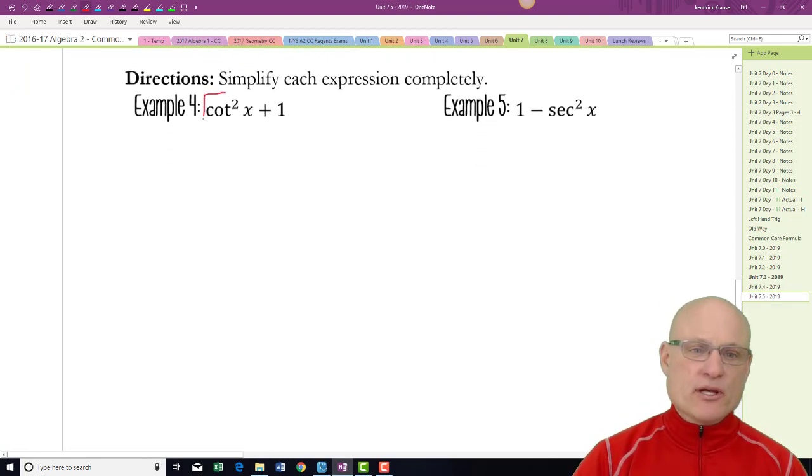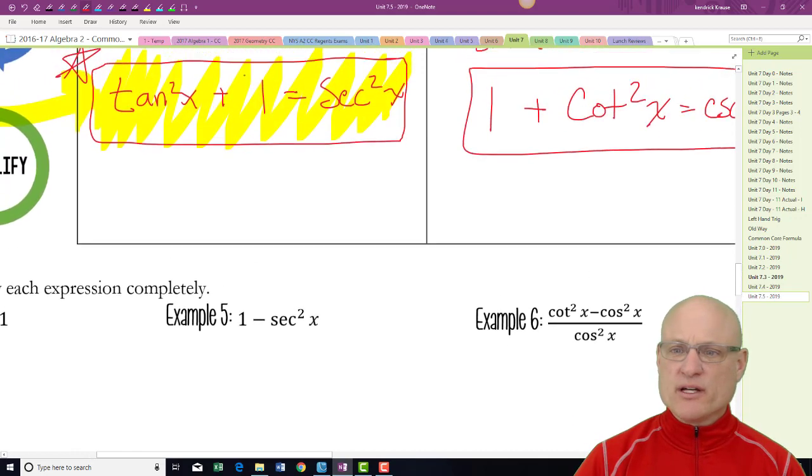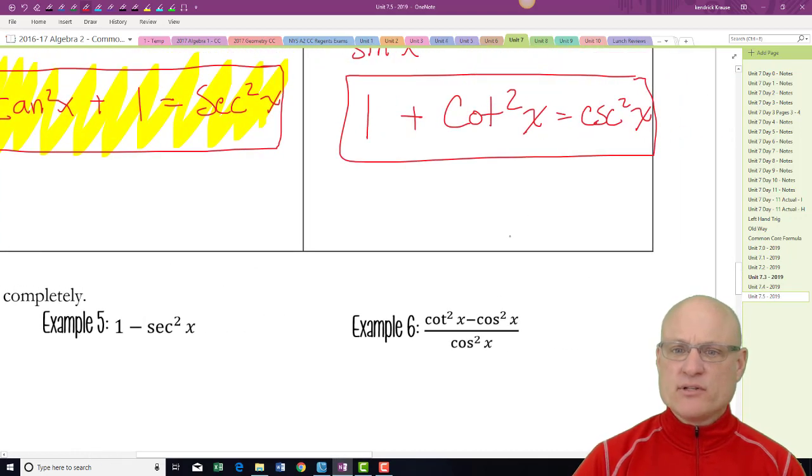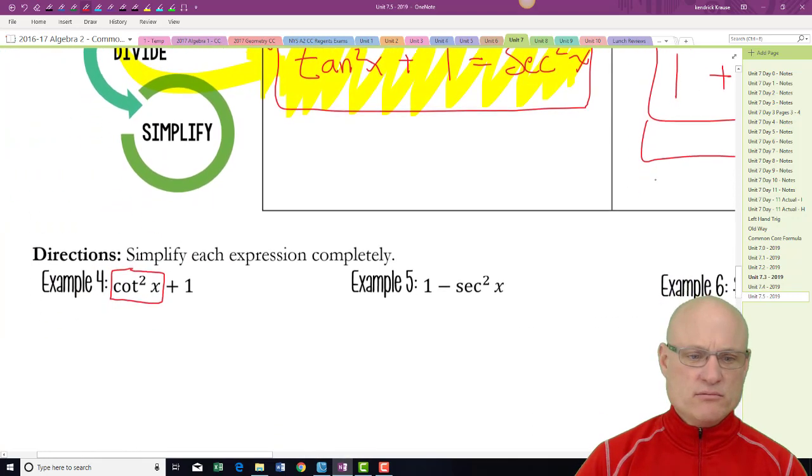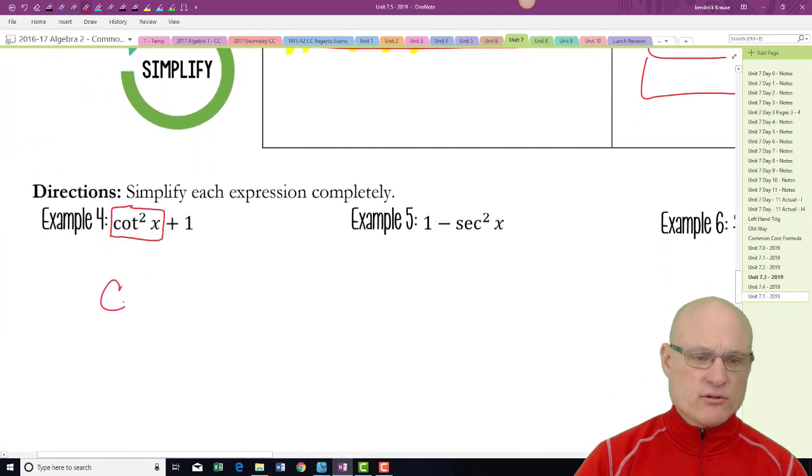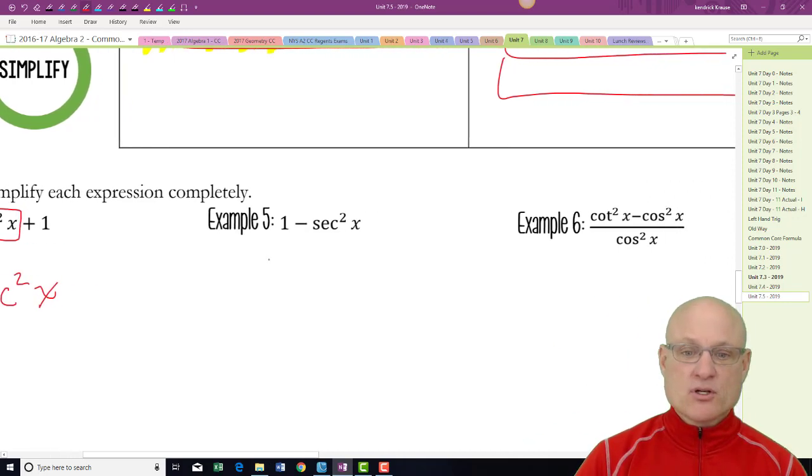So what are we going to replace cotangent squared with? Wait, cotangent squared x plus 1. Isn't that just, that's an identity. That's cosecant squared. Oh, so that's just cosecant squared x. Well, that was pretty easy.